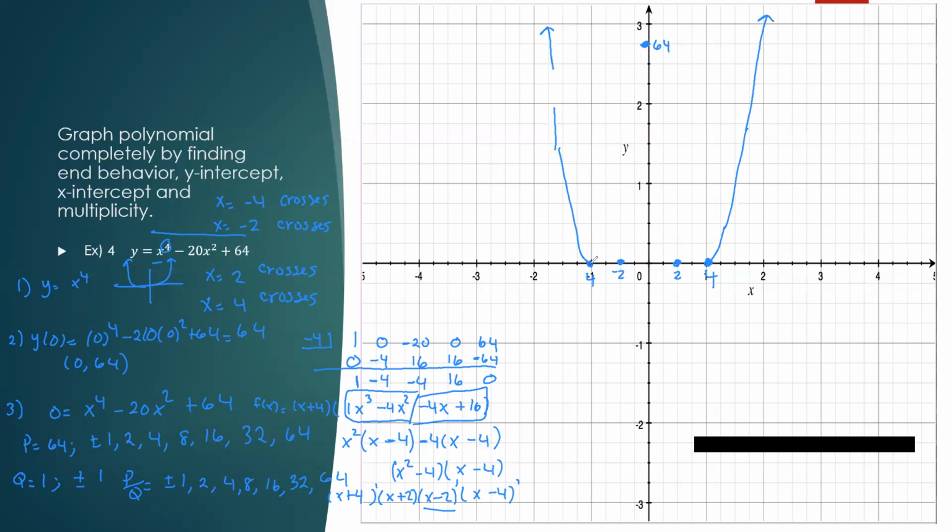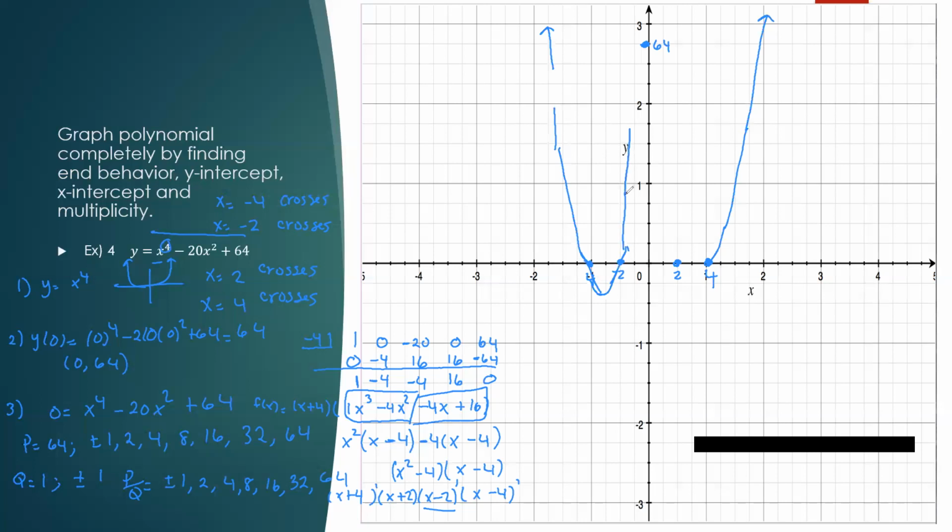Okay, now let's do our bounce and cross thing. So at negative 4, it crosses. So you're going to go right through. You're going to have to eventually curve right here. And then at negative 2, it crosses. And then you have to pass through the y-intercept.